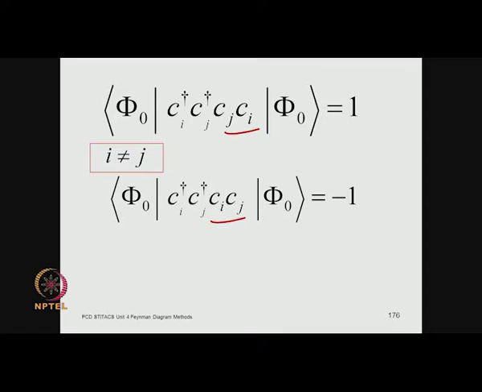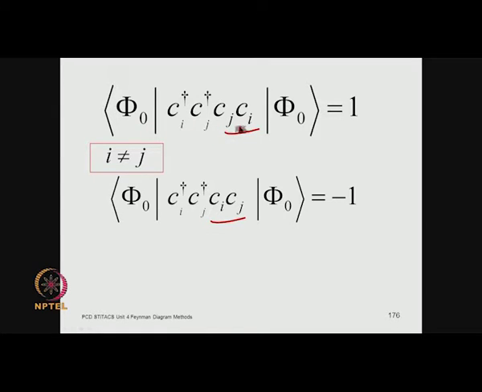So, they contribute either a +1 or a -1, right, because this will contribute a +1 sign, because the projection of c_j c_i on phi 0 will be exactly equal to unity when you take the scalar projection, when you take the shadow.